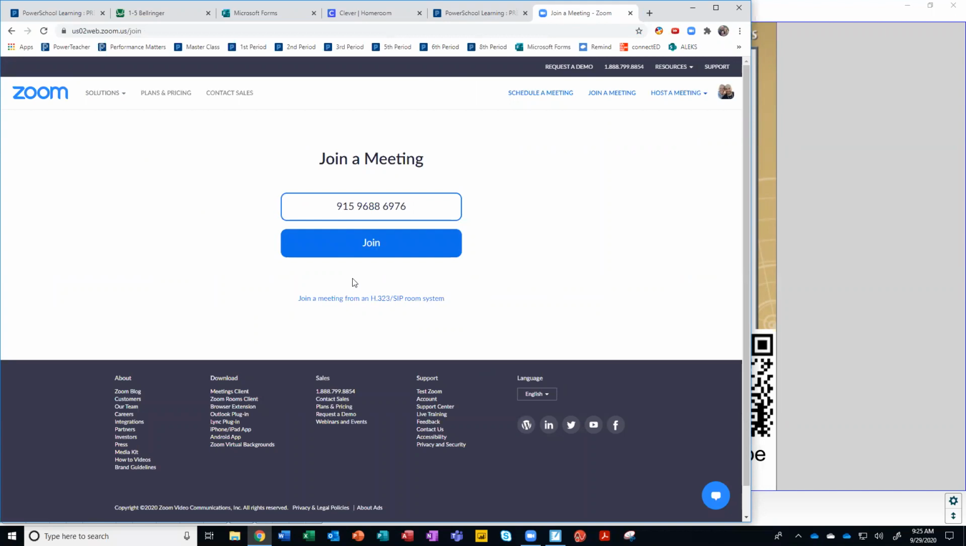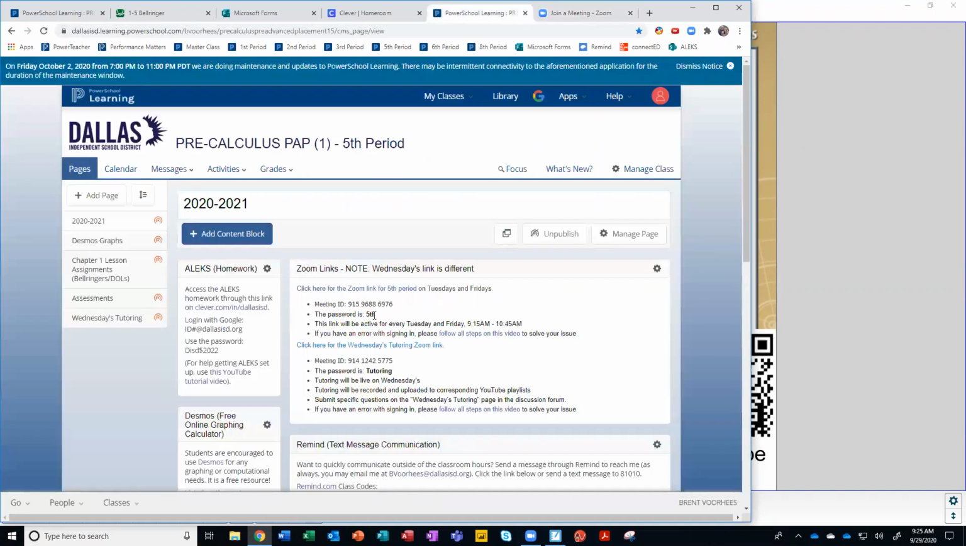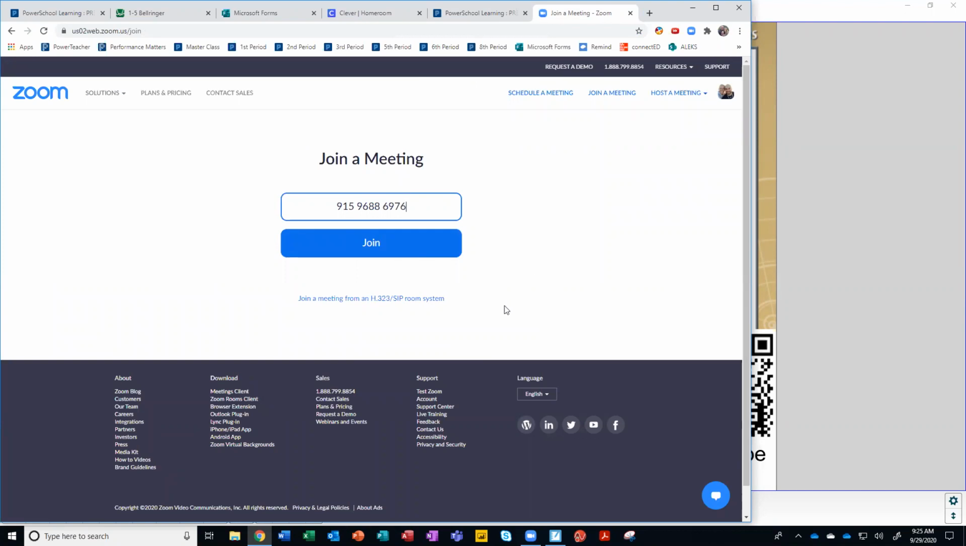It should log you in with your DISD account. It'll ask for a password, but again, the password's listed right below in PowerSchool Learning. In this case, the password is fifth. And so you'd hit join, it would ask for password, and that's how you can join up on a Chromebook if you've been having Chromebook issues.